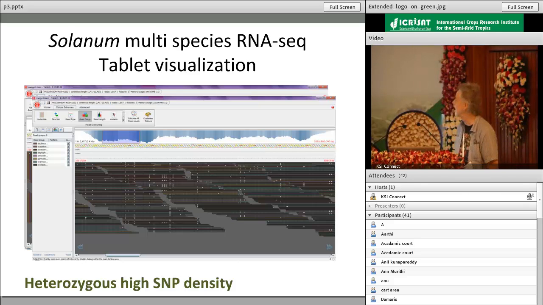Again, this is another example, just to show some visual data. This is some data from blackcurrant. When people were talking about relatively minor crops, blackcurrant is a relatively minor crop.